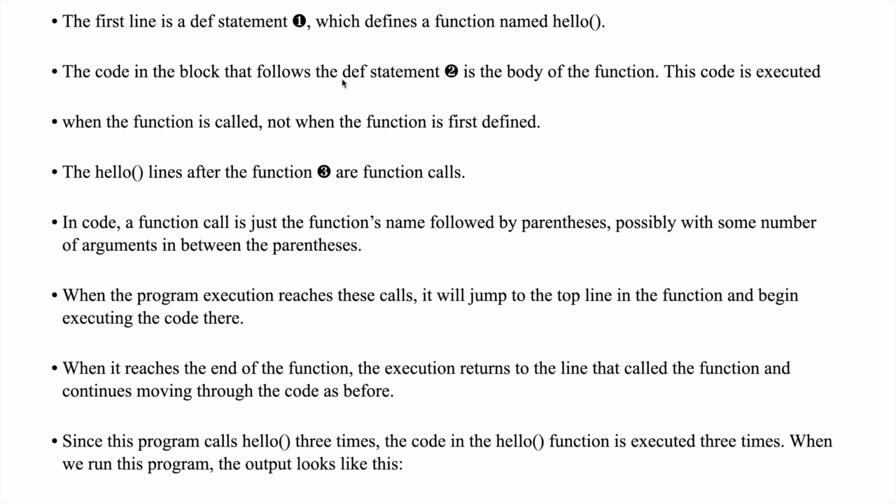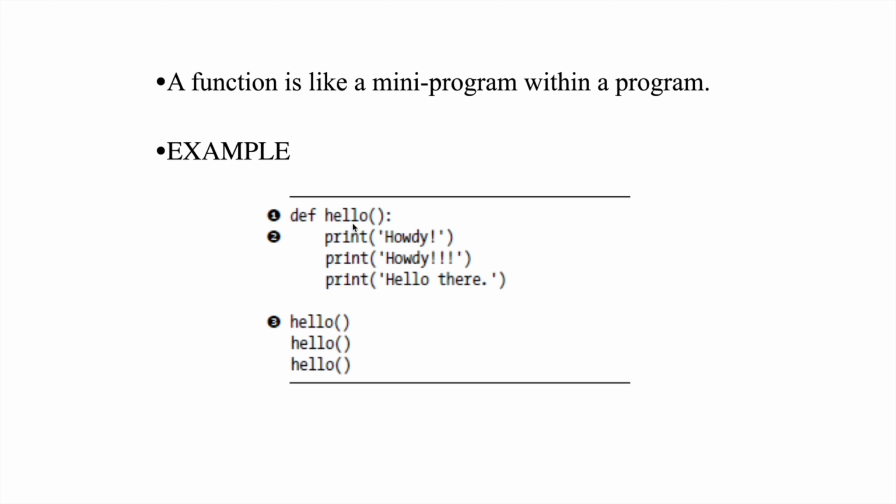The code in the block that follows the def statement is the body of the function. So this is the body of the function, that is, three print statements are there, right? This is the body of the function. So def hello is the definition. You are defining the function hello, and this function hello contains three print statements in its body. And when you call the function hello, these three print statements will get executed.